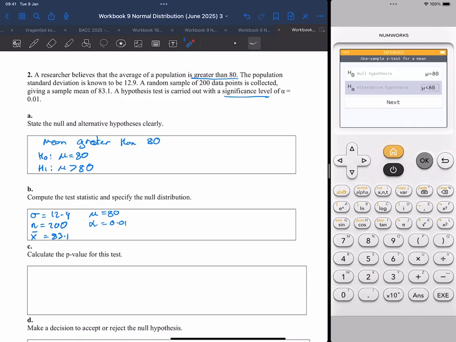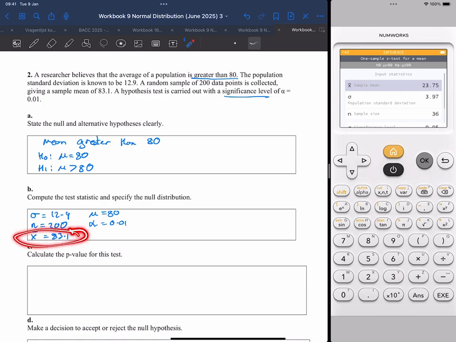Now this says less than, and you can see here it says less than in the calculator. We want it to be greater than 80. That's what he thinks is happening. So we're going to press OK here, scroll down and make it greater than 80. Then scroll down to next. We're going to input the stat data. So x bar, that's 83.1, the sample mean. So we're going to put in here 83.1.